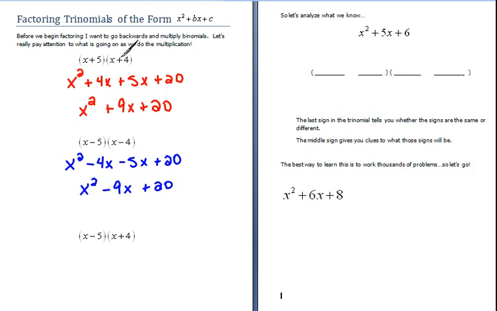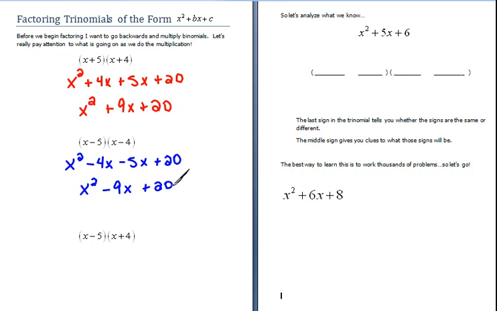Well, think about how our original problem started out different. This was plus and plus. This one was minus and minus. Notice how the middle term here turned out to be positive if both of the signs were positive, and the middle term turned out to be negative if both of the signs were negative. That's very interesting, isn't it?